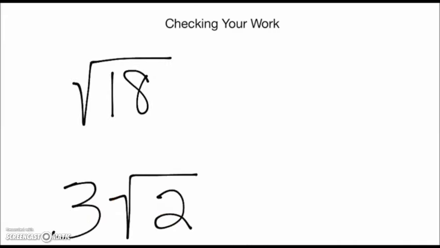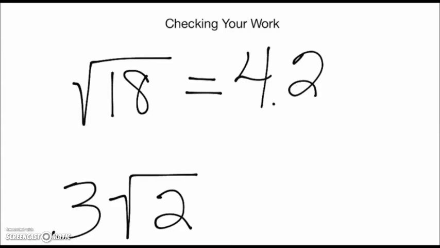Okay. So now let's talk for a moment about how to check your work here. So we came up with the square root of 18 and 3 square root of 2, and we found that those are the same thing. So I want to check my work. So if I type in the square root of 18 into my calculator, I get 4.243.